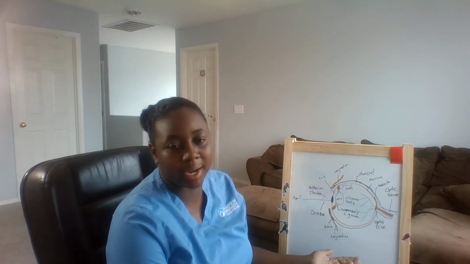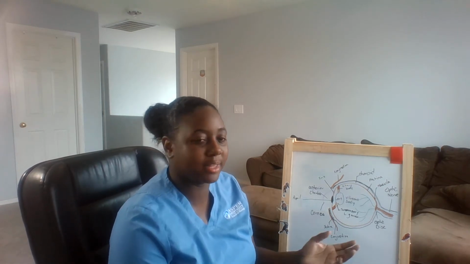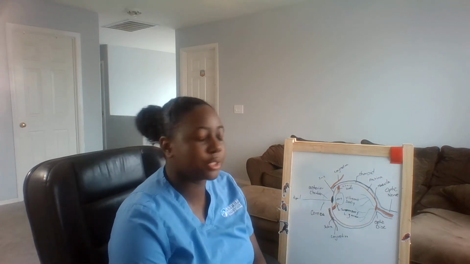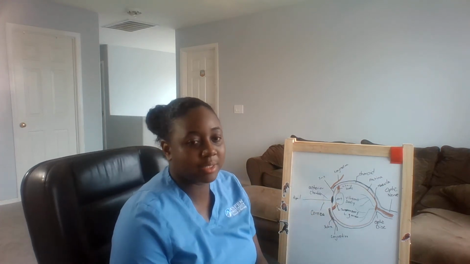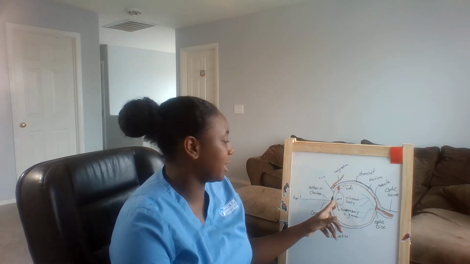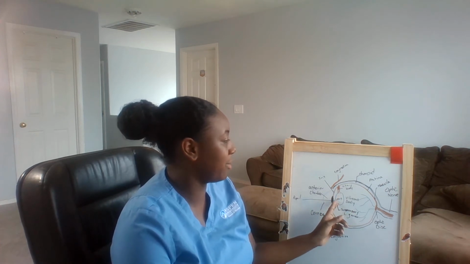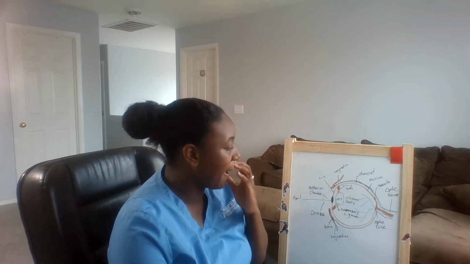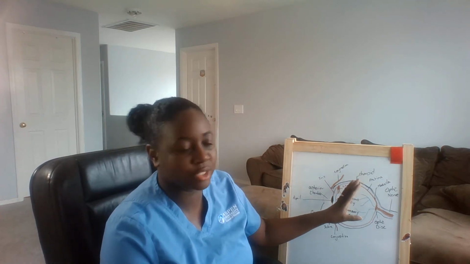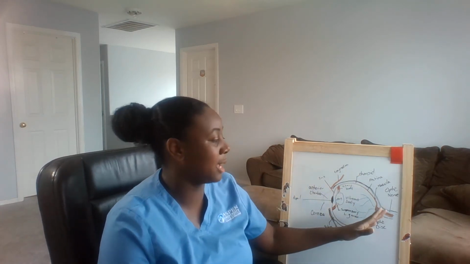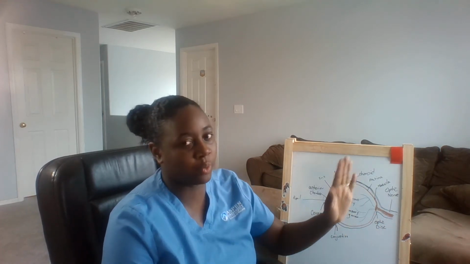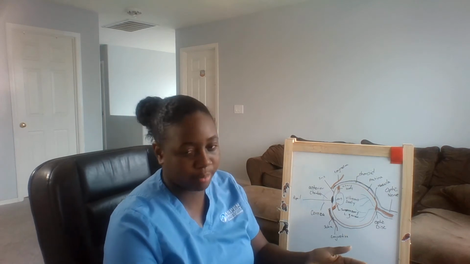This is my diagram of the eye. I'm not an artist, but I did my best. The first thing we're going to look at is the pupil, which is the opening of the eye that lets light in. The light comes in and hits the lens, which reflects that light back to the retina, where the retina transmits it as electrical impulses and sends it to the optic nerve, which is part of the central nervous system, and that's where the information is determined.